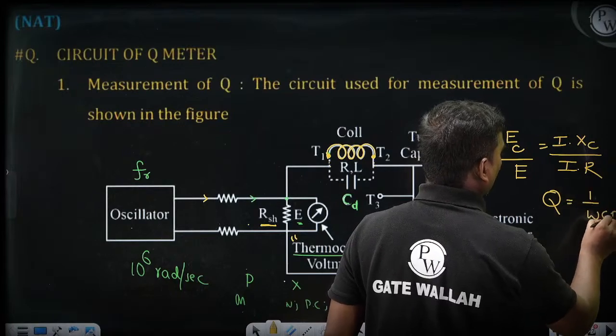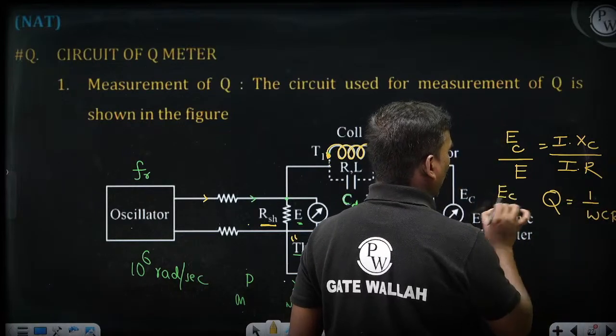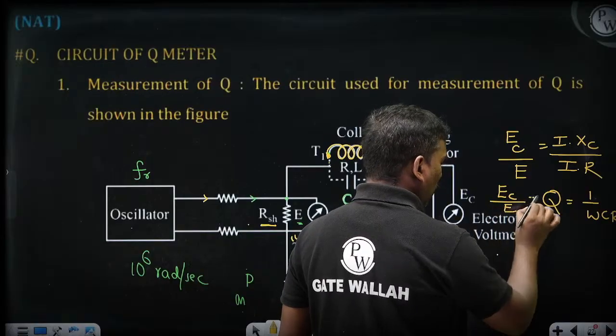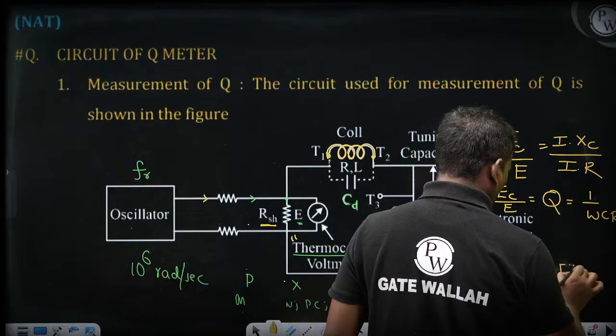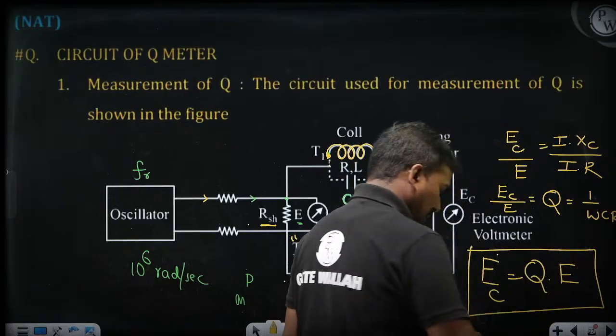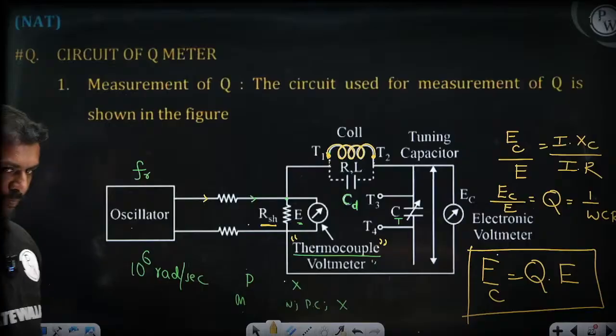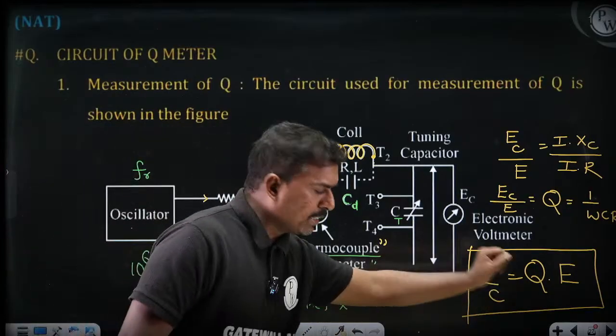Am I right or not? So this is EC by E, we can call it Q. So Q is equal to voltage across the capacitor by voltage across the resistor. That's how the Q measurement is done.